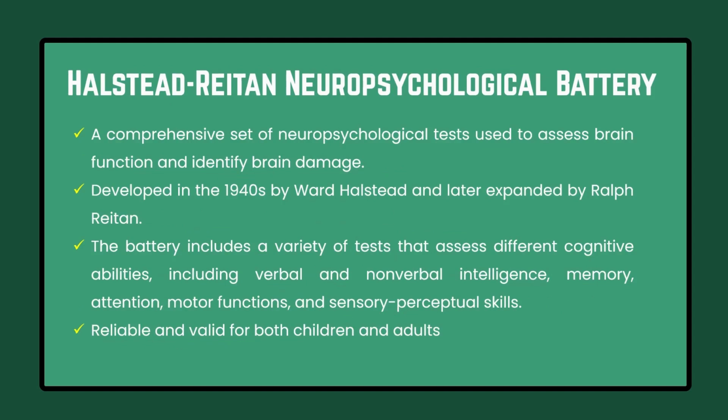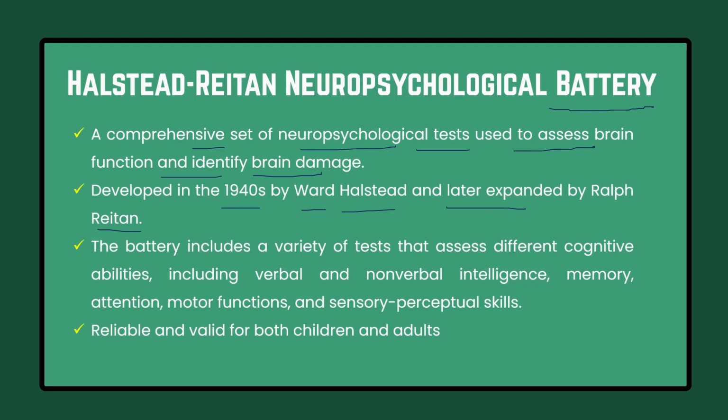Next we have the Halstead-Reitan Neuropsychological Battery. Okay, it's a comprehensive set of neuropsychological tests used to assess brain function and identify brain damage. Here again, you see the word battery, which means it's not a single test, it's a group of tests. So here it's a comprehensive set of neuropsychological tests which is used to assess brain function, and it is also used to identify if there is any damage to the brain. It was developed in the 1940s by Ward Halstead and later expanded by Ralph Reitan.